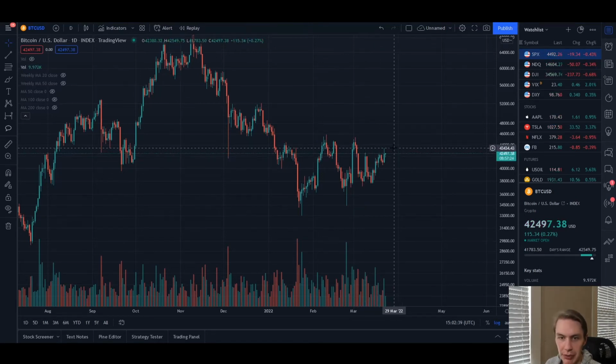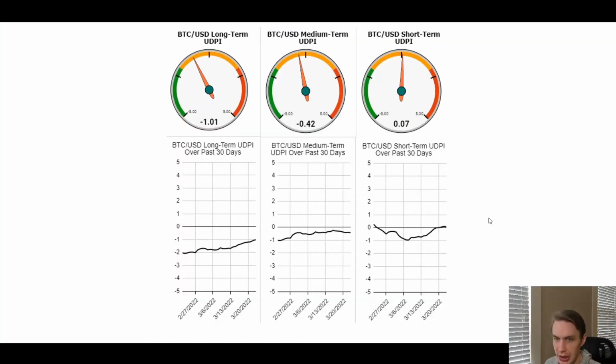But where does risk stand across the crypto market? What is our risk indicator, the UDPI, making of some of these moves that not only Bitcoin is making, but also a lot of the altcoins? That's what I want to talk about today. So here I'm going to start off with the UDPI for Bitcoin. Essentially we have three different versions of the UDPI that we care about: the long-term, medium-term, and short-term. The long-term cares about moves that play out over months to years. Medium-term is weeks to months. Short-term is days to weeks.